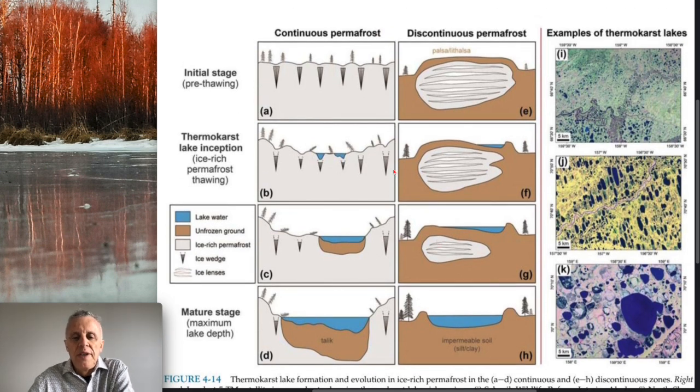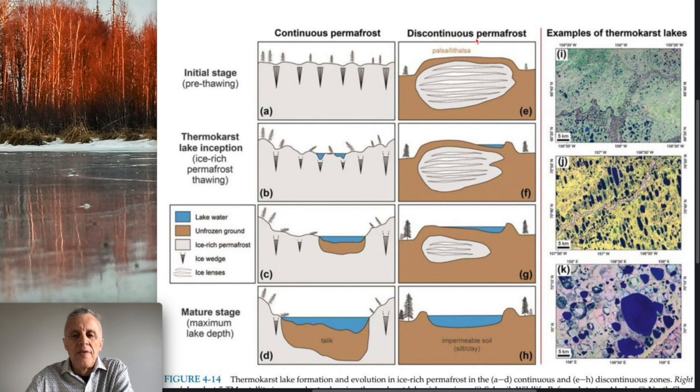So the difference between continuous permafrost and discontinuous permafrost is that continuous permafrost is continuous, as it says. So pretty much where permafrost is prevalent and doesn't have areas where permafrost is not found.